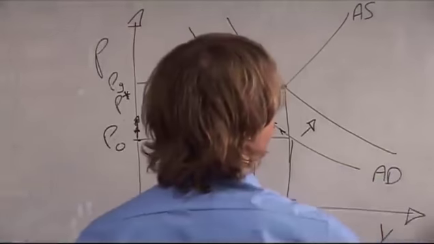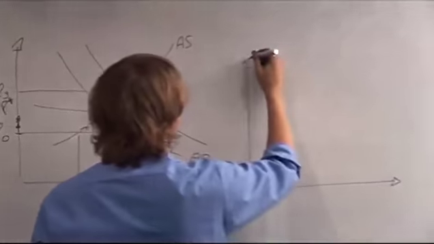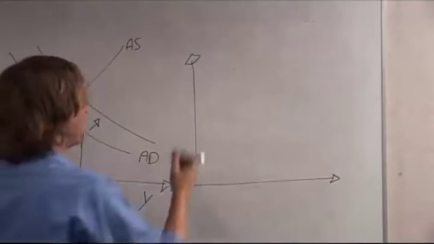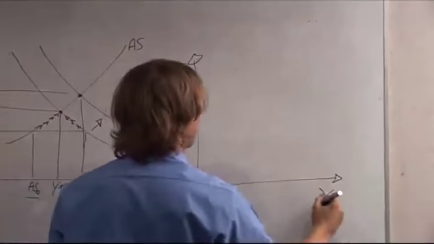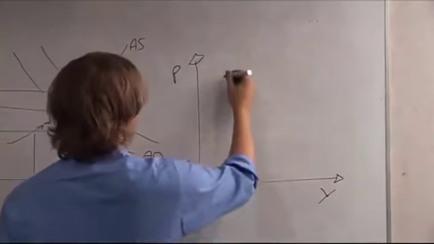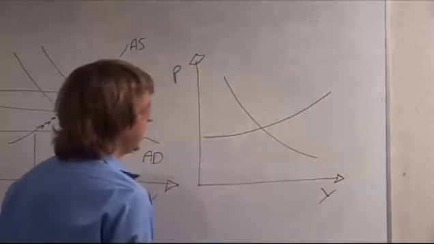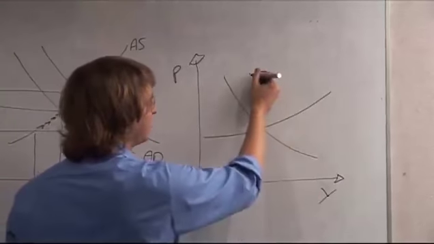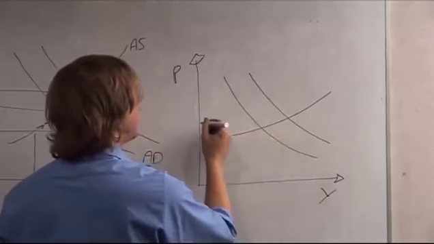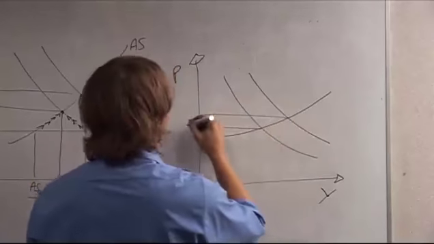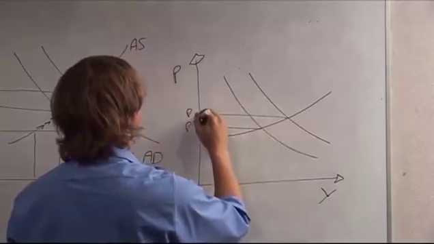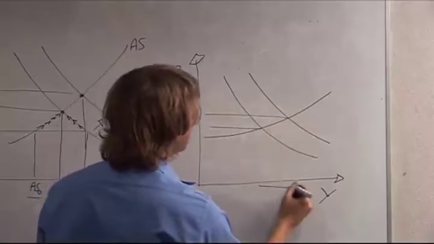Notice that the smaller the increase in price, the greater the effect on your output. If I were to draw a graph such as this, the slope of your aggregate supply curve has a very large effect on how much output you're going to have. So let's say your aggregate supply curve is very flat. If it is very flat and you increase aggregate demand, if there is a very small increase in the price level, you're going to get a very large increase in output.